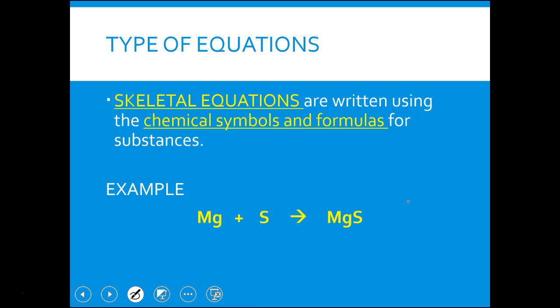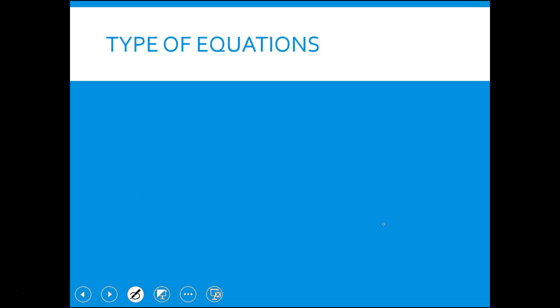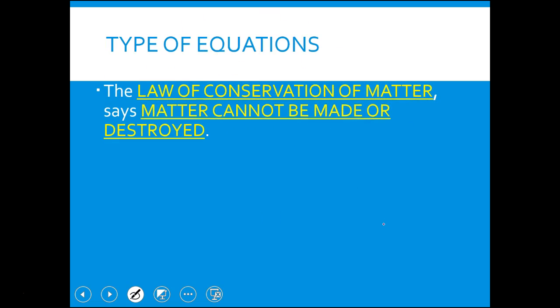Now, I would include a couple of things here. I would make sure that I included the state, so I'd probably put in solid and solid. I'm probably going to need heat to make this reaction happen, and I'm probably going to get a solid here. Okay, and we'll talk about all those symbols in just a minute. All right, last type of equation.